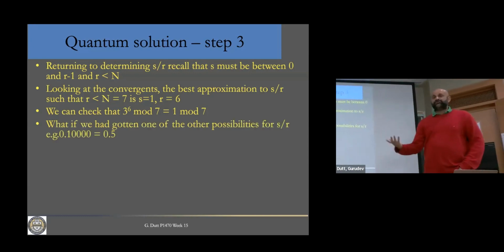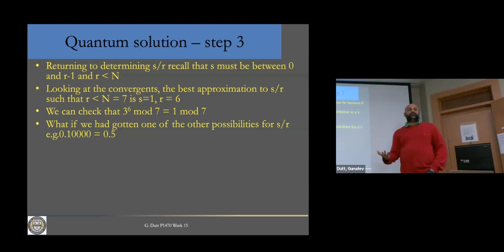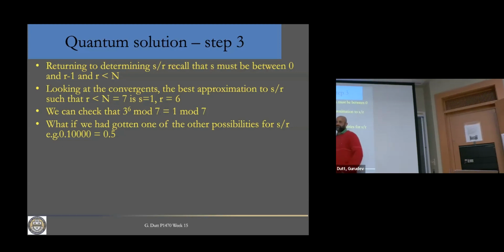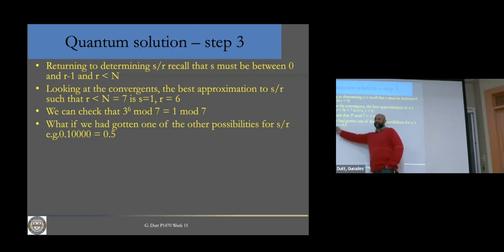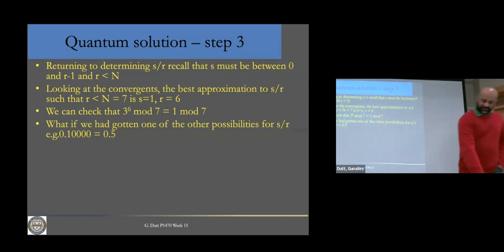We can do another. Suppose we ran the quantum circuit again, we might get a different answer. Let's say we got the answer for S over R as 0.10000. And let's say we got that answer instead. That's equally probable because it's one of the eigenvectors for this problem. Well, that binary expansion is simply 0.5, which of course is very straightforward.